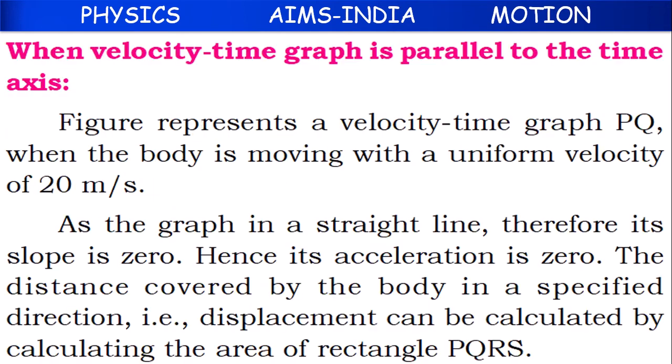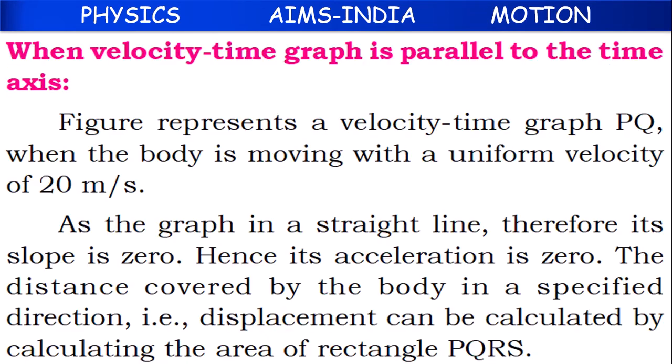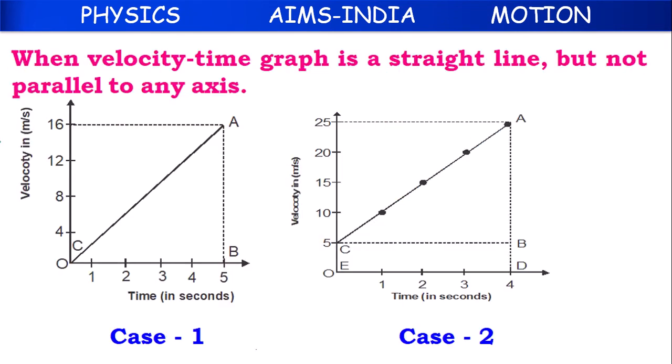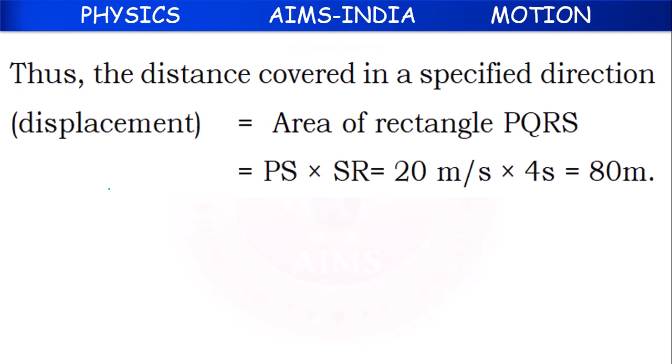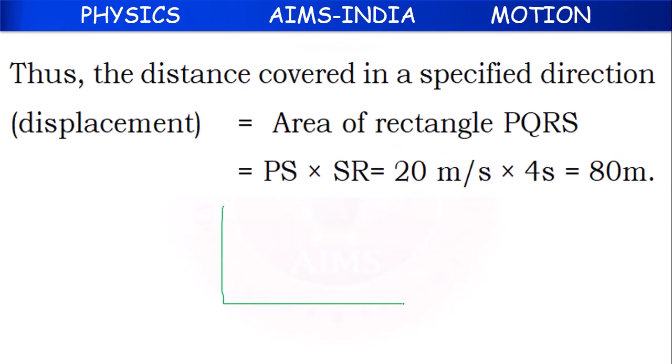Here, in this graph, we have different types of conditions. Suppose the velocity time graph is parallel to the time axis. Here they have not given any diagram. Suppose this is the x-axis on which time is mentioned, and this is the y-axis on which the velocity vector is mentioned, and the velocity time graph is a straight line parallel to the time axis.